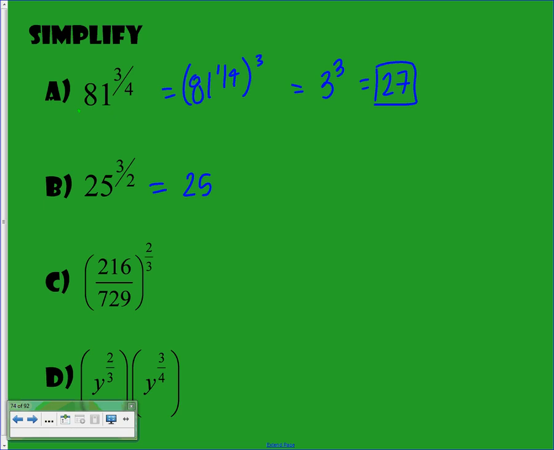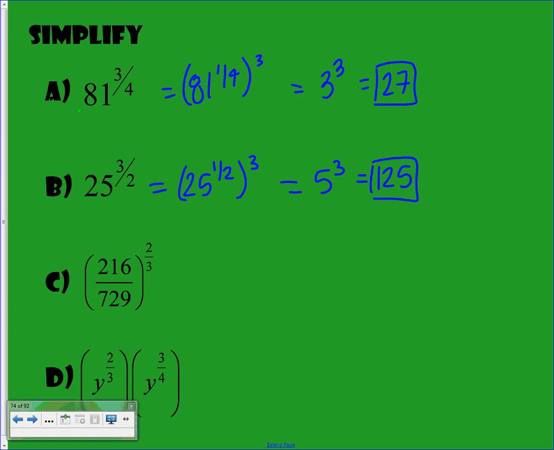In example B, if I split apart 3/2, I'm going to go 25 to the 1/2 and then to the 3rd. So it's always 1 over the bottom number, and then the top number goes on the outside. So 25 to the 1/2 says what squared is 25? Well, that's 5. I still have my 3rd power, so 5 to the 3rd is 125.